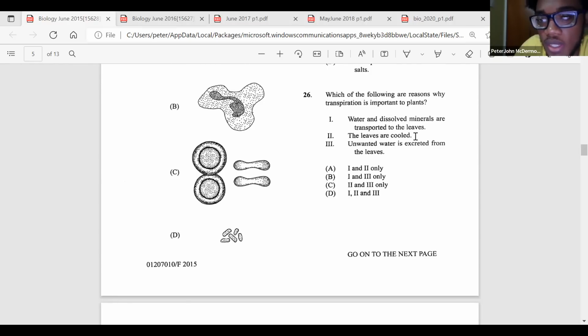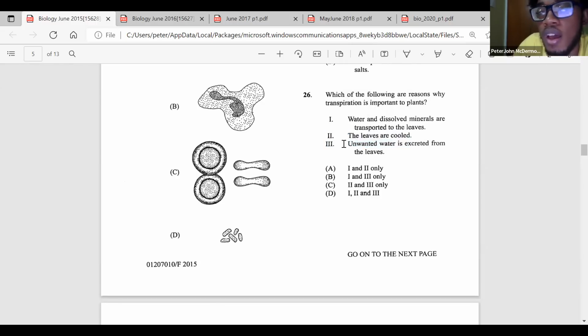Water and dissolved minerals are transported to the leaves. That sounds like a biology kind of answer. Yeah, it sounds biology-like to me. The leaves are cool. That sounds like it could make sense. But when you see unwanted water is excreted from the leaves, you start questioning, why would it not want water? Why is the water unwanted? Why did they use the word unwanted specifically?